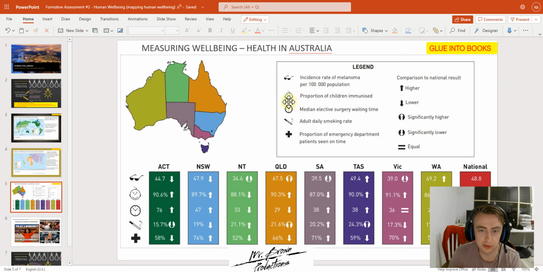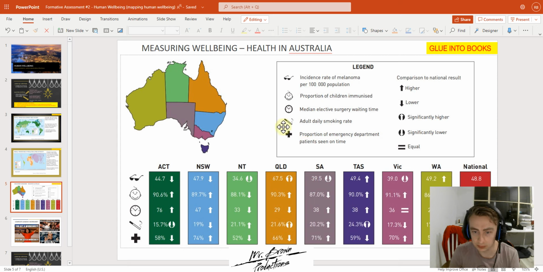We also have the proportion of children being immunized as a percentage. Now, that's more important than ever. Median elective surgery waiting time, so that's in days. Elective surgery is when you opt in to get something surgically removed. Say, for example, you want plastic surgery, or anything that isn't considered an emergency, you can think of as elective surgery. Adult daily smoking rate, so that's the percentage of adults who smoke per day, and then you have the proportion of emergency department patients seen on time.